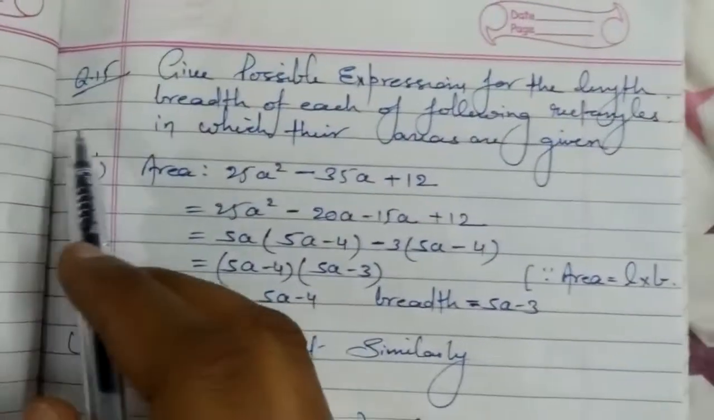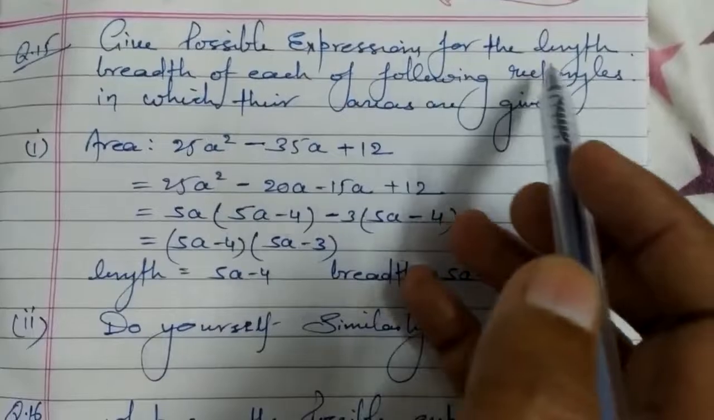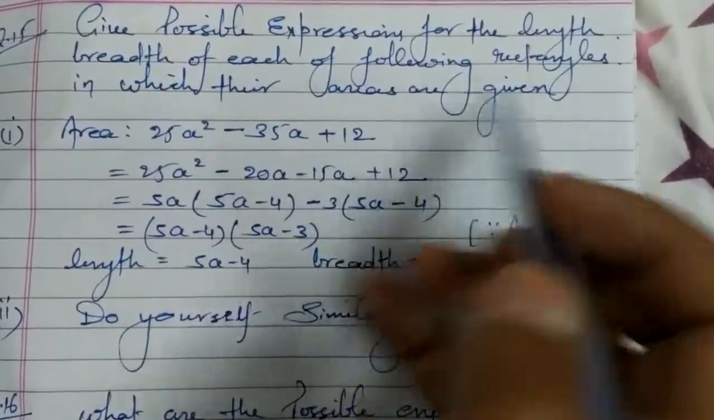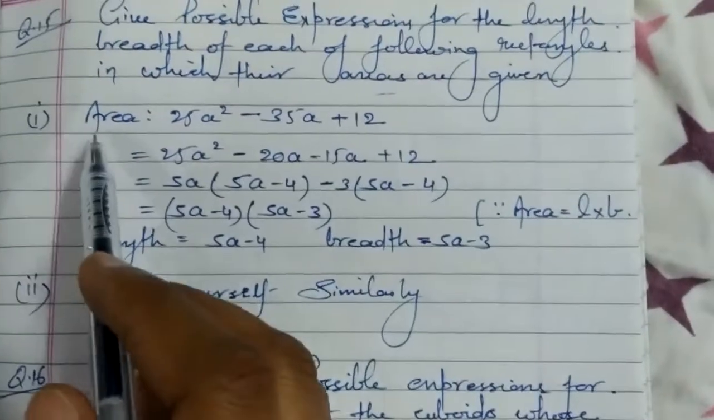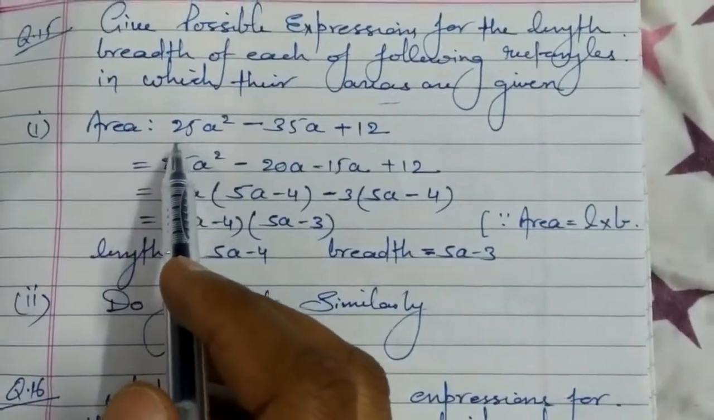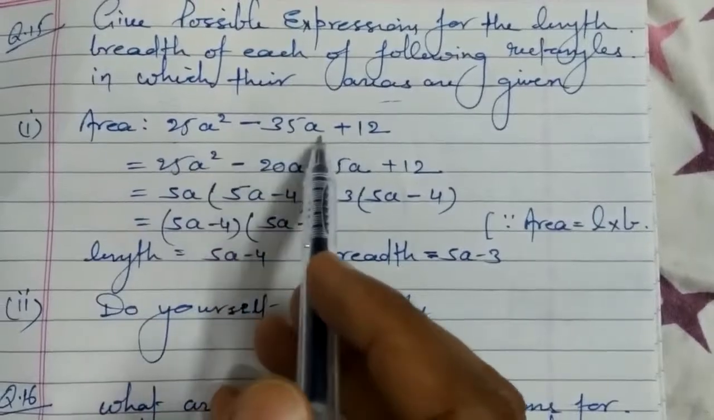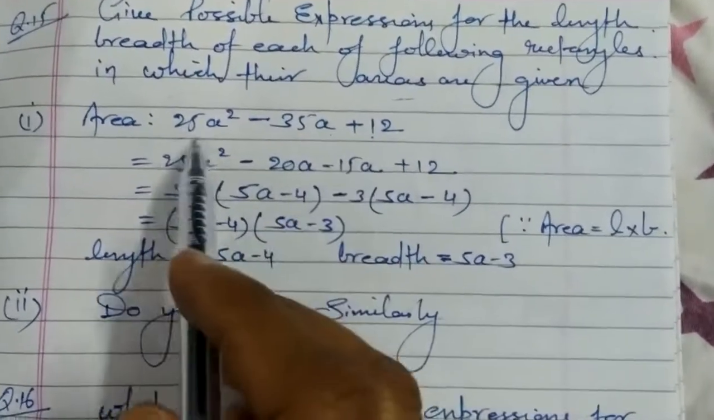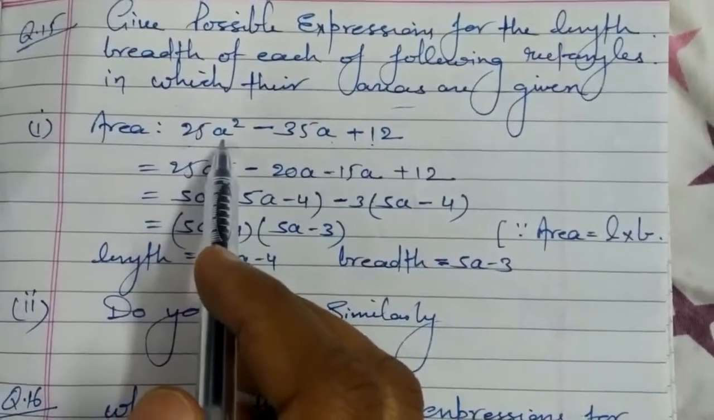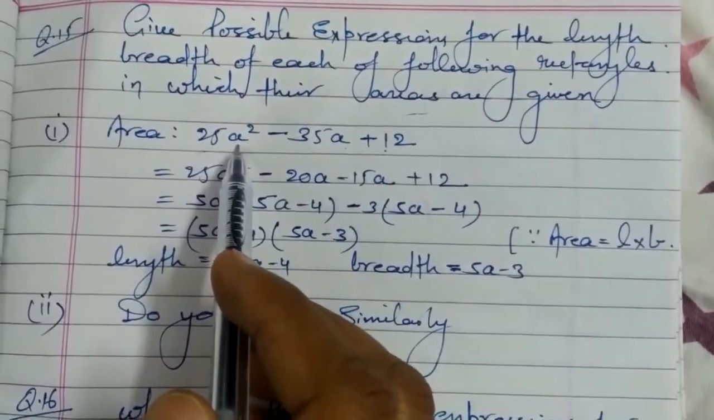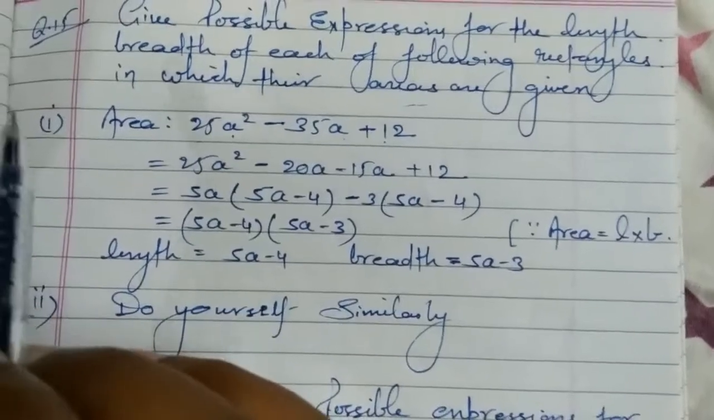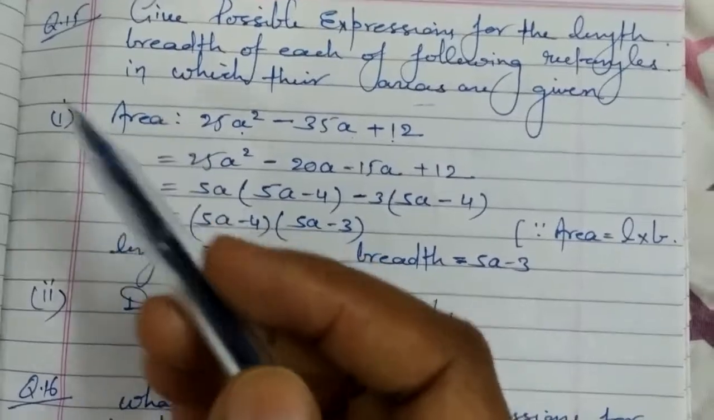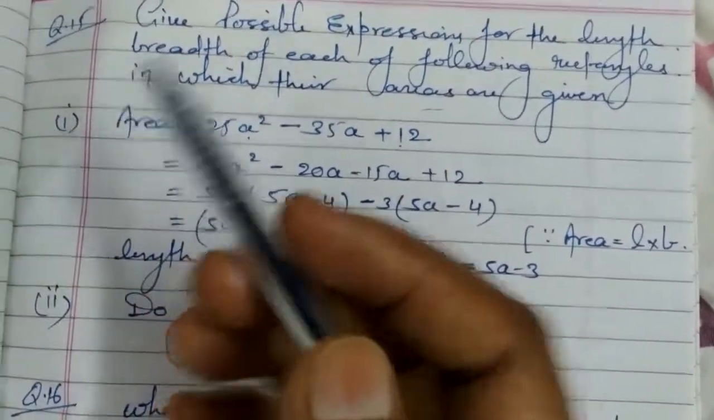Question number 15 of the same exercise. Give the possible expressions for the length and breadth of each of the following rectangles in which their areas are given. Fine. You are given the area by a quadratic polynomial 25a square minus 35a plus 12. In this question, you just factorize it. You know this is a quadratic equation. You will get 2 factors, and those 2 factors will be either length or breadth.